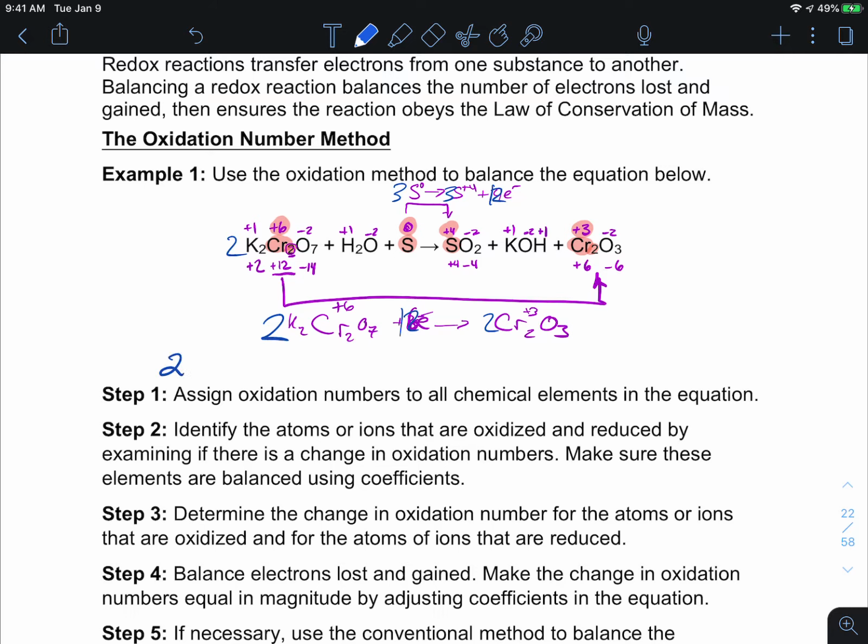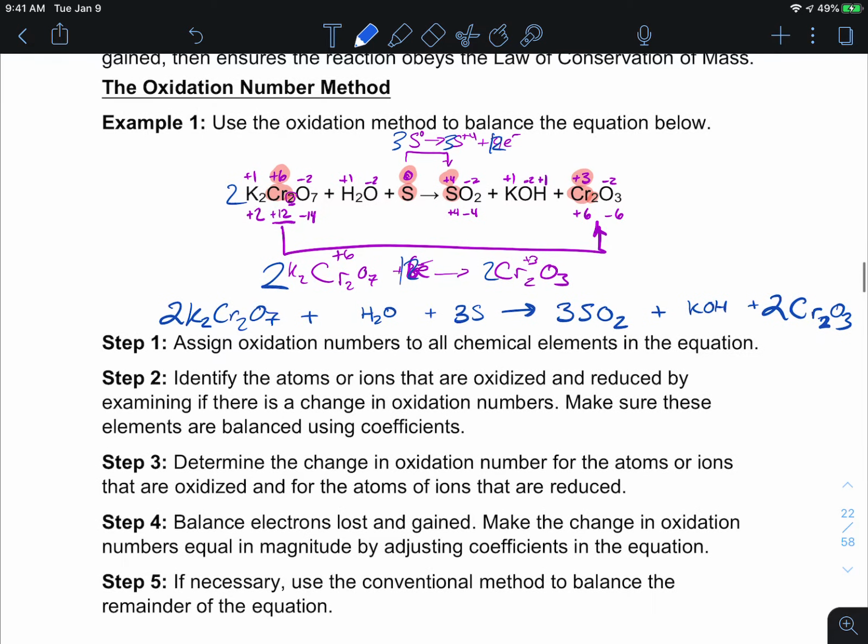So that's going to be a big part of our balancing part. So we're starting to write our balanced equation now. 2K2Cr2O7 plus, and we leave some room for my H2O because I might need to do something with that. And then 3 sulfurs gives me 3, because those ones were already balanced, 3SO2 plus, and then we're going to have a KOH, and we don't know what we're going to do with that yet, and then plus the 2Cr2O3. Now, those are all balanced, so hopefully we should be able to balance everything else.